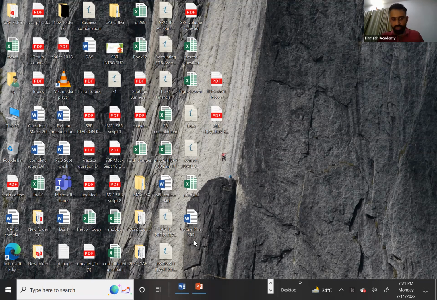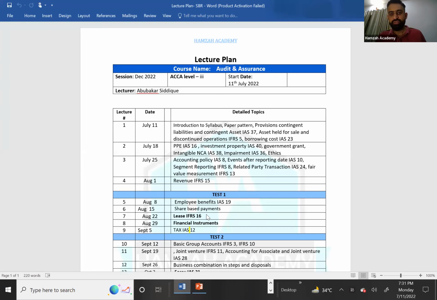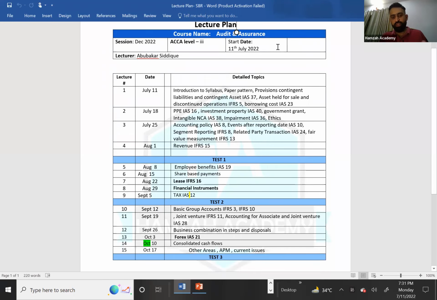So, first of all, let me share with you the syllabus and the course plan of SBR. If we talk about the syllabus of SBR, it basically started from F3 level financial accounting. Then you studied FR financial reporting, and now this is the final level of reporting, which is known as Strategic Business Reporting (SBR).